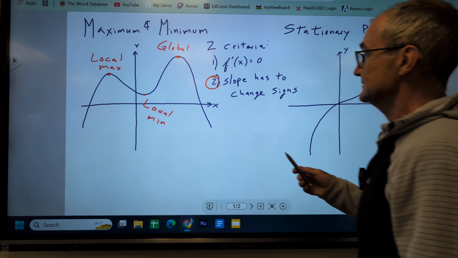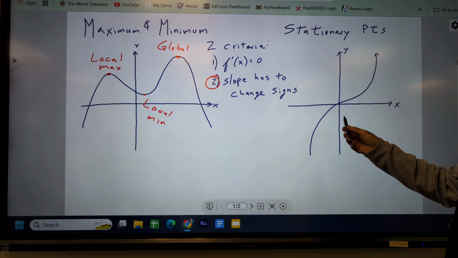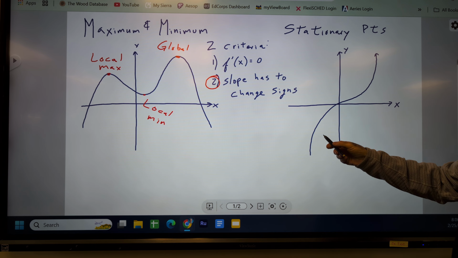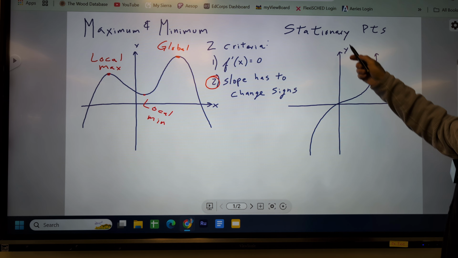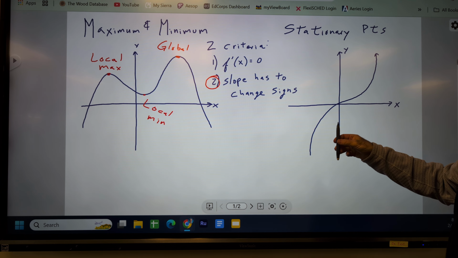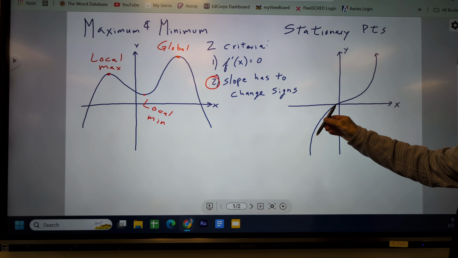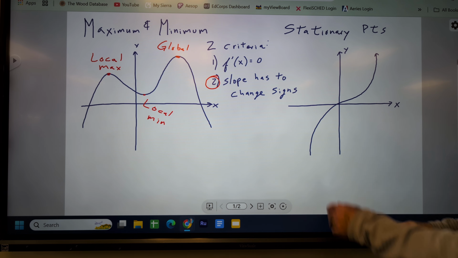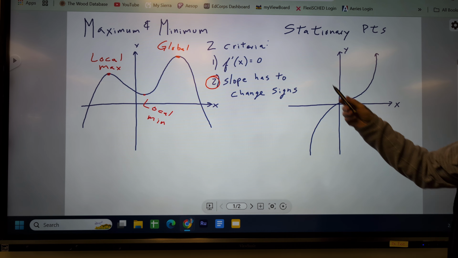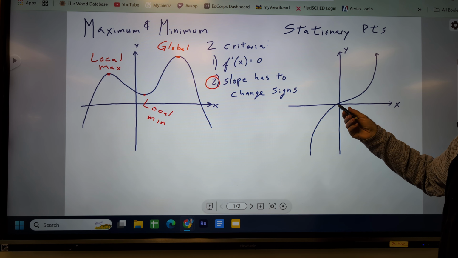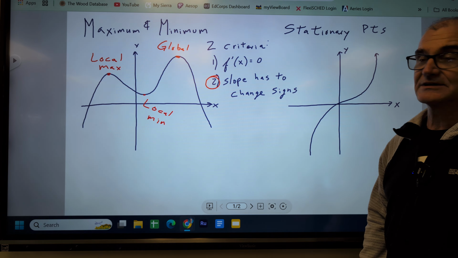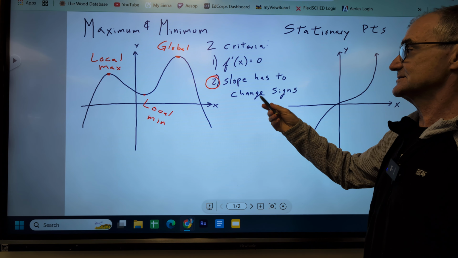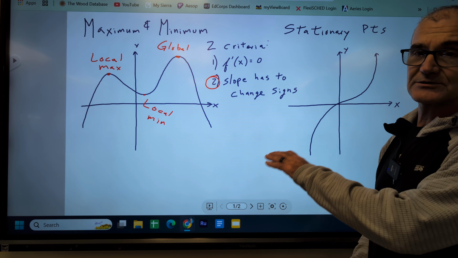And here's a case where you could have a derivative equal to 0. Somewhere in this graph right here, the derivative would be equal to 0, and it would not be a max or a min. It would really be what's called a stationary point or a point of inflection. So here your slope is positive, positive, positive, 0, and then it's positive and positive again. So even though the slope right here is equal to 0, it is not a max or min because it does not meet both criteria: that the derivative is equal to 0 and that the slope has to change signs. So what we're going to do today is look at a sign chart.